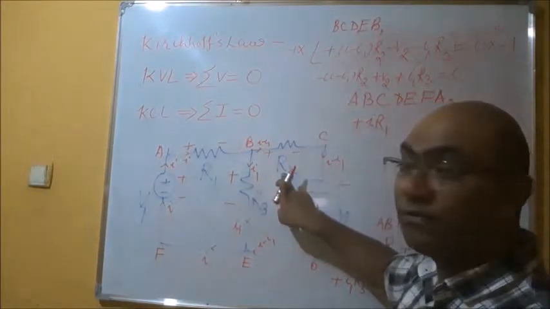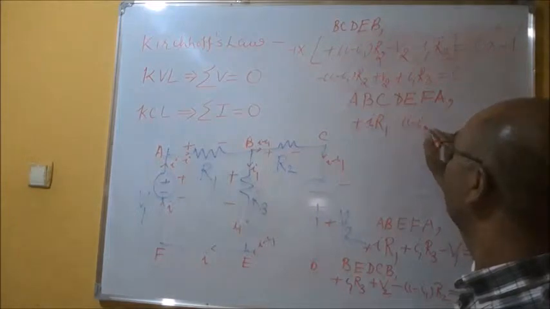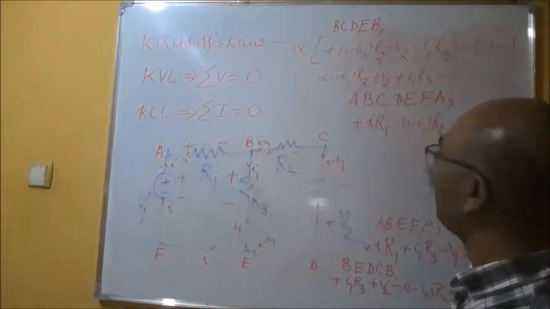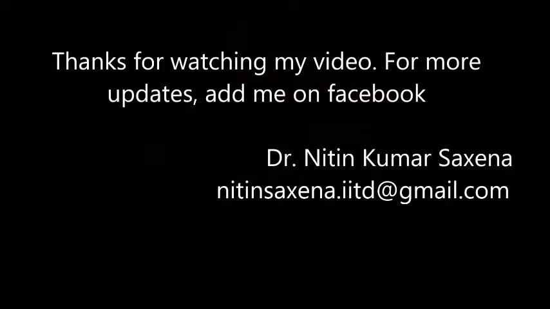Between B and C, we have R2. The current is I minus I1, so (I minus I1) R2. Again, we are moving positive to negative, so positive. Therefore, after getting all the equations, we can solve them to find the values of different variables like I1, I2, I3, or whatever. By solving these equations, we can find their values.